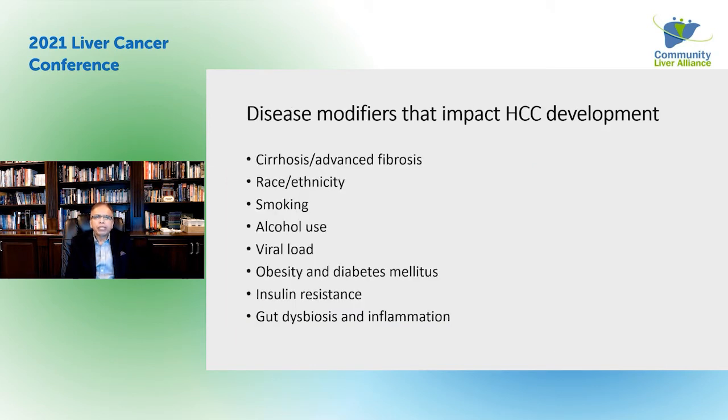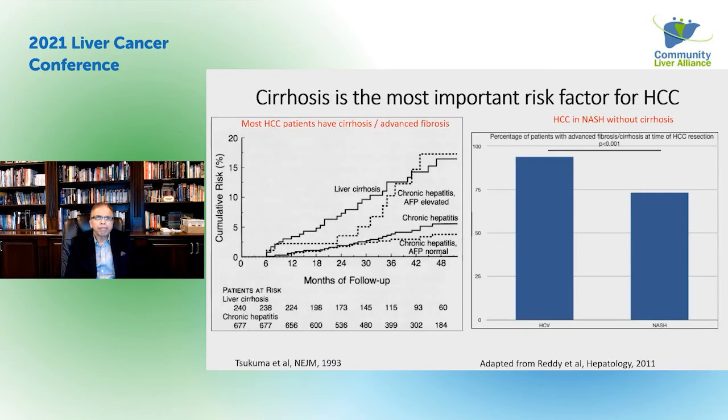So there are multiple disease modifiers that impact HCC development. So I already mentioned cirrhosis and advanced fibrosis, but in addition to that, there are other disease modifiers, including race and ethnicity, smoking, alcohol use, viral load in the case of hepatitis B, obesity and diabetes, insulin resistance, gut dysbiosis, and inflammation.